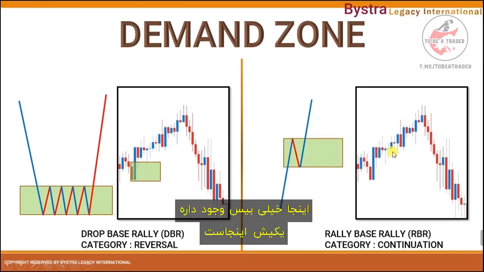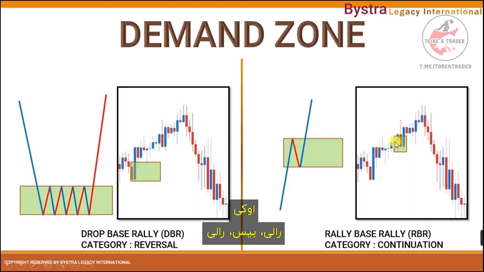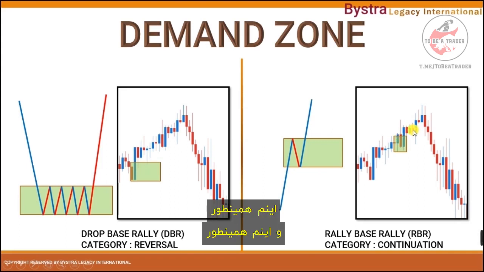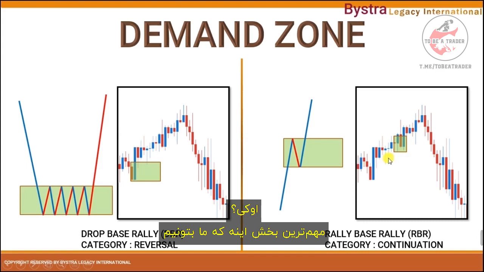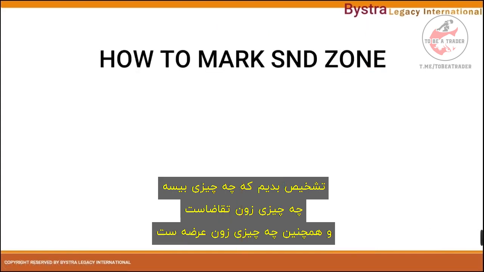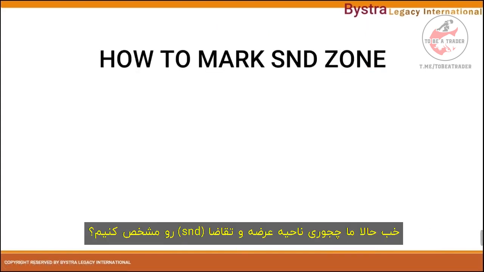So here there are a lot. One of them is here. Okay, rally-based rally. This can be rally-based rally, this as well, and this as well. Okay. Most important part is that we can identify which is the base, the demand zone, and also the supply zone. So how do we mark the S&D?